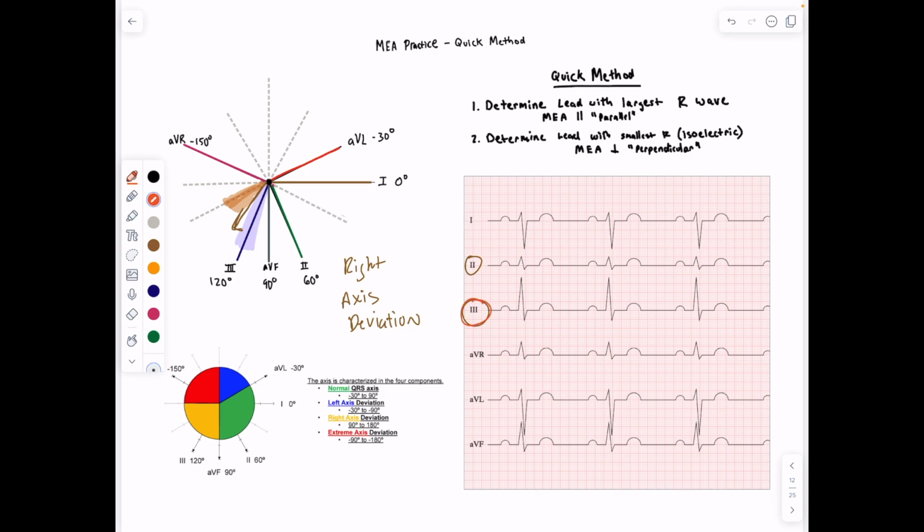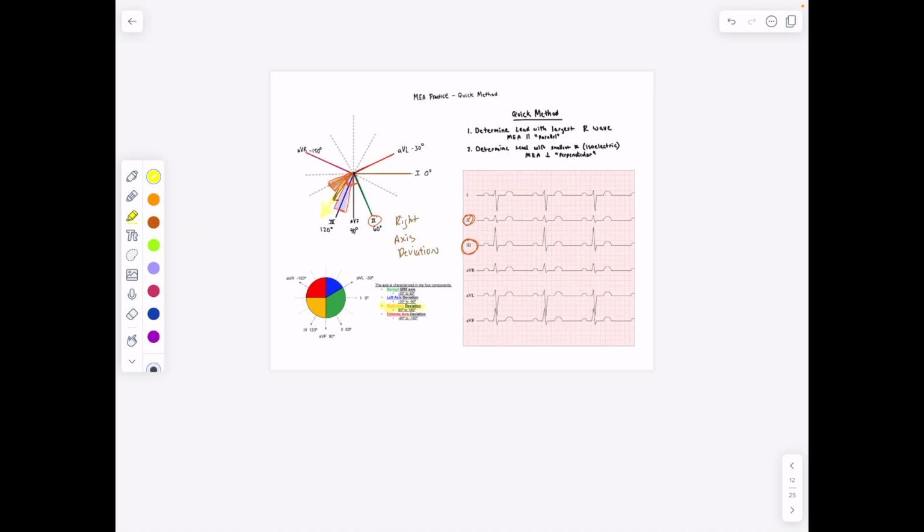We choose our biggest spike, which is 3. So in the direction of 3, we should be parallel to that, and then 2 is our smallest spike, and 2 is right here. What's 90 degrees from 2? Well, that would be approximately here, so our overall mean electrical axis should be around here, so this is going to be a right axis deviation.